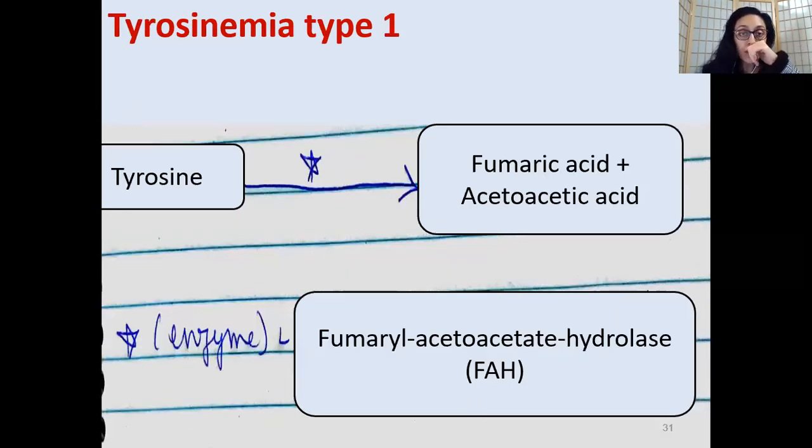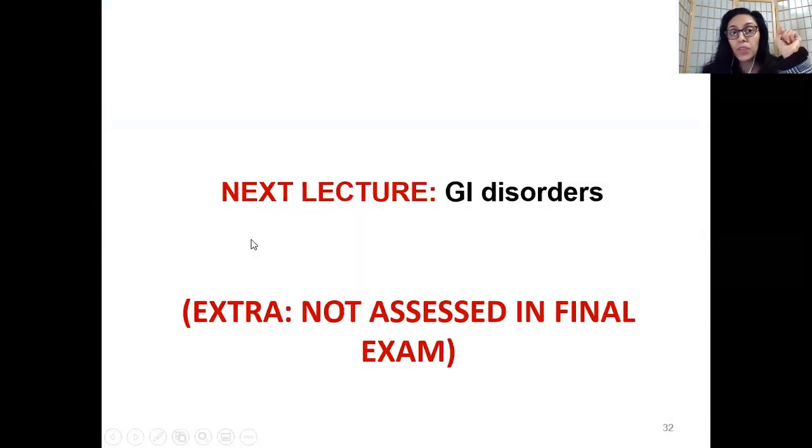Then you have tyrosinemia type 1, which again is in your 29 core conditions. Tyrosine is converted to fumaric acid and acetoacetic acid, and this is done by the enzyme fumarylacetoacetate hydrolase. And when you have a deficiency of this enzyme, that is when you see tyrosinemia happening.